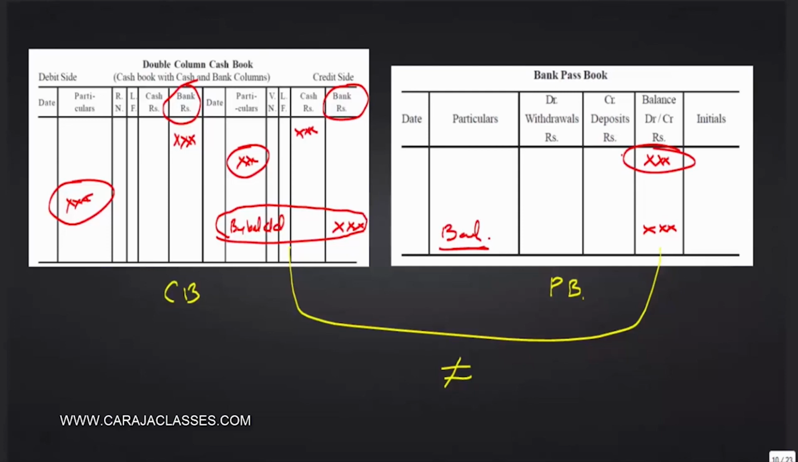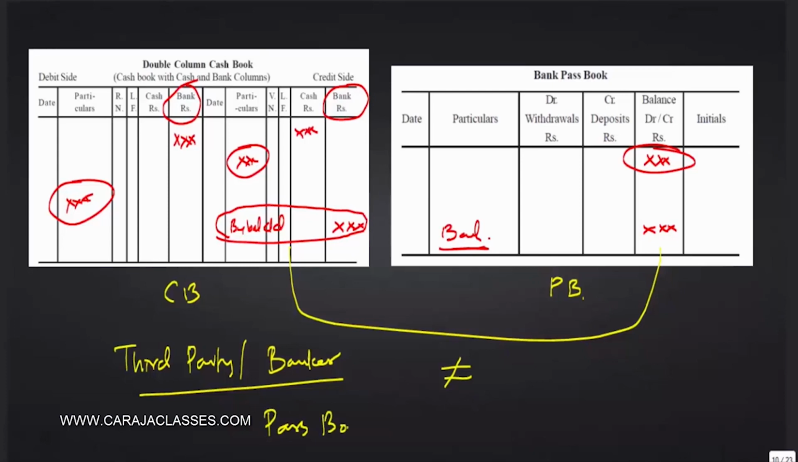But there are some other transactions which will not be initiated by you but would have been initiated by the third party, or could have been initiated by the banker. So there are some transactions initiated by a third party or by the banker, which you will not get to know till you get the copy of this passbook. So because of this, there is going to be a difference in the balances. I'll give you a simple example.